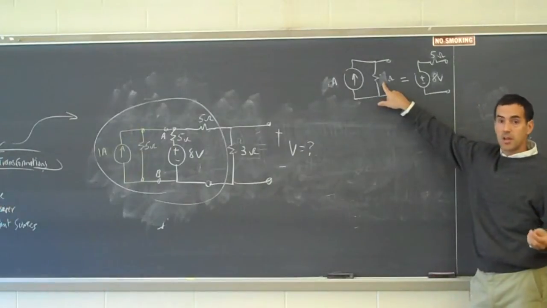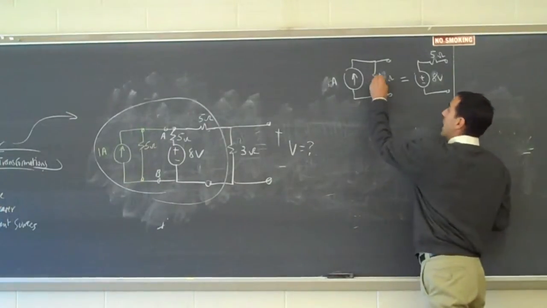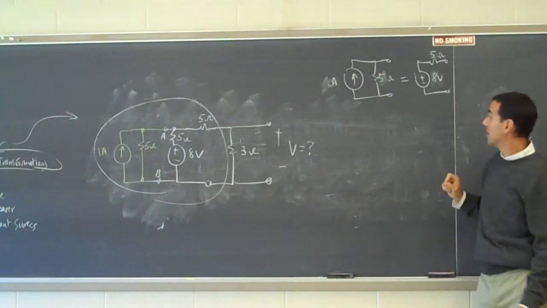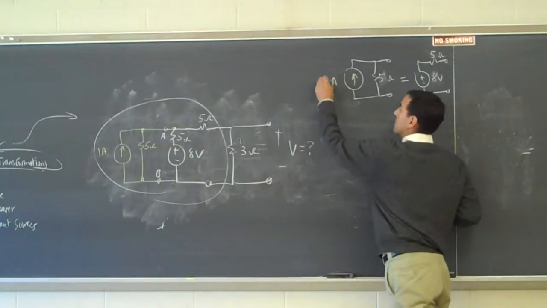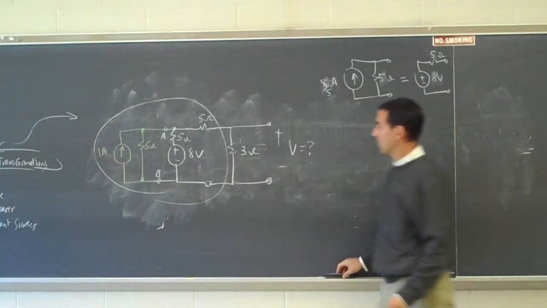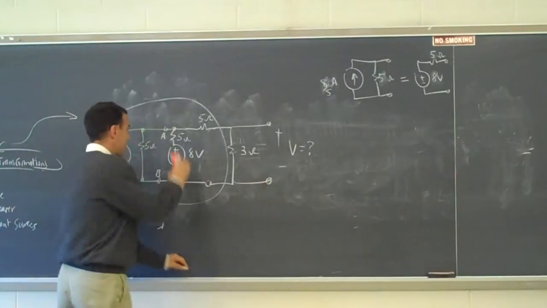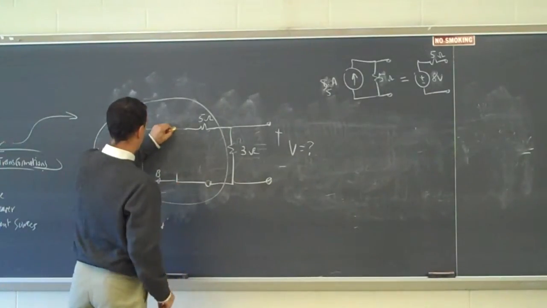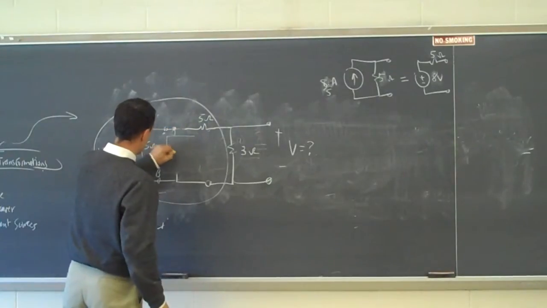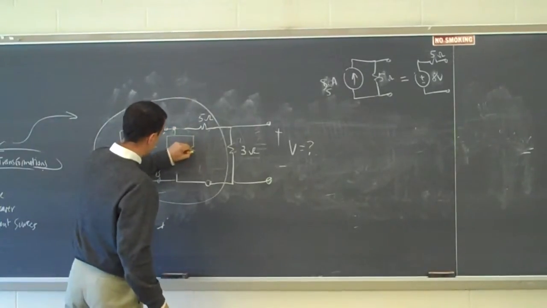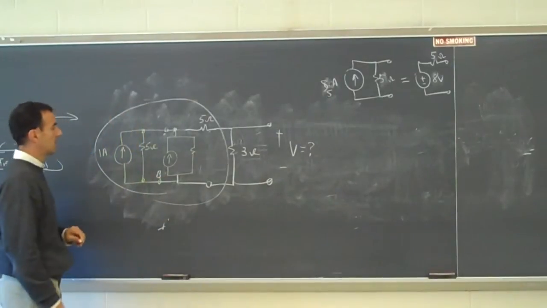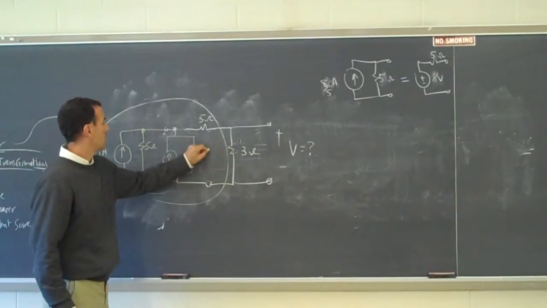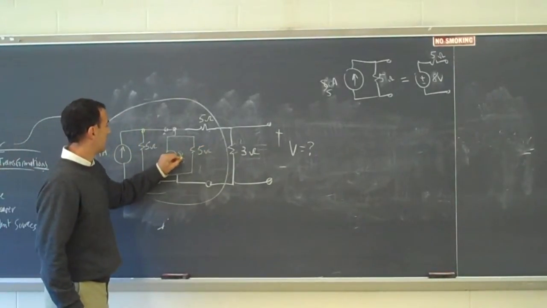What size resistor is it going to have? What size current is it going to have? 8 fifths. Excellent. Okay, so I'm going to replace that with that. That's 5 ohms, and this is 8 fifths amps.